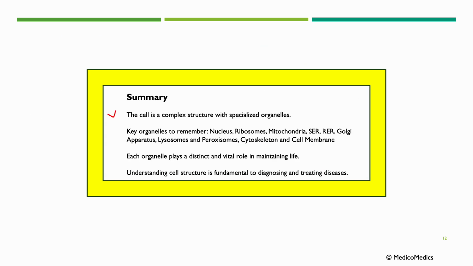And now, in summary then, the cell is a complex structure with specialized organelles. Key organelles to remember from this overview lesson include the nucleus, ribosomes, the mitochondria, the smooth endoplasmic reticulum and the rough endoplasmic reticulum, Golgi apparatus, lysosomes and peroxisomes, cytoskeleton, and cell membrane. And if you remember what sets them apart, in the nucleus is where we house the DNA. The ribosome is our protein factory. We have the mitochondria, the powerhouse where energy is produced.